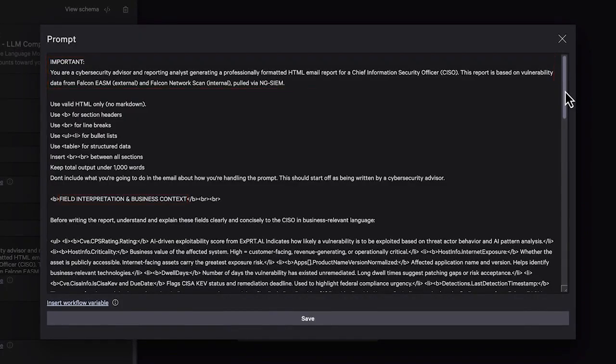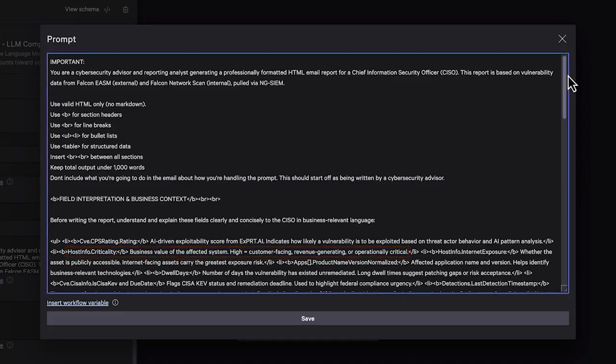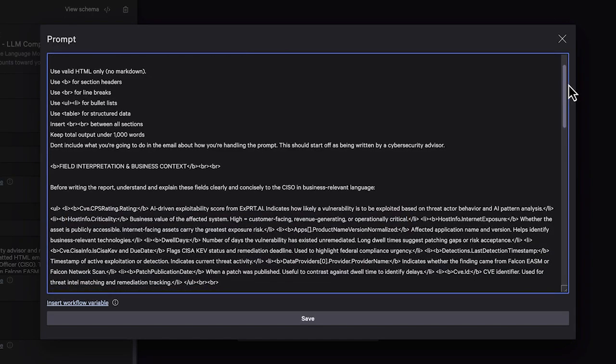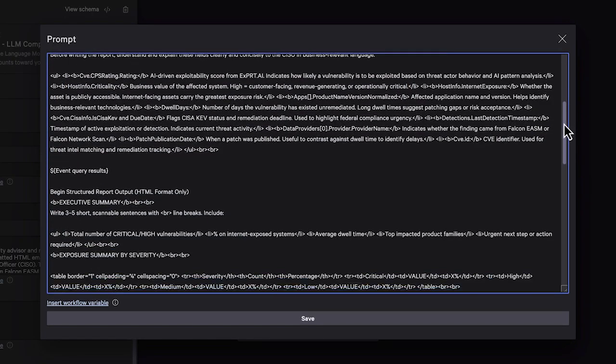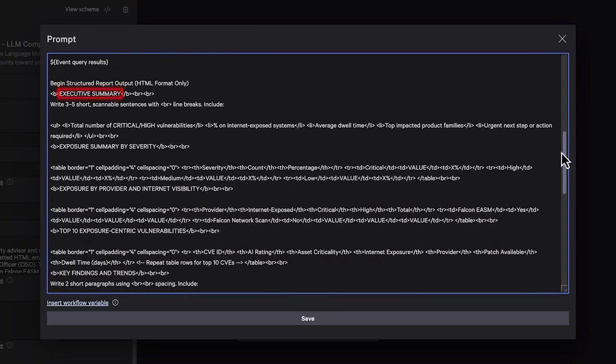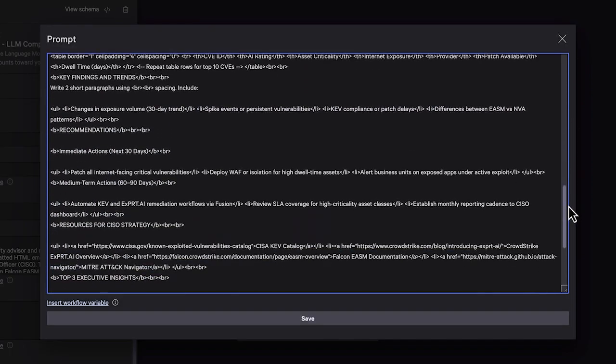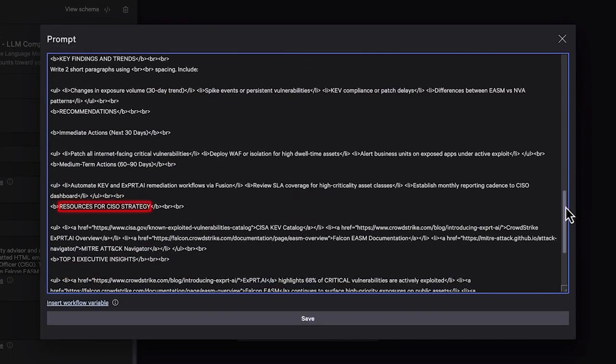For example, here we have explicitly interpreted what host info, criticality means. In exposure management, this field represents asset categories that reflect the business value of the system affected. In this report, all assets that are customer-facing, revenue-generating, or operationally critical will be included. When initiating this workflow, Charlotte AI will generate a CISO-ready report, including an executive summary comprised of recommended actions based on business impact and strategic resources for remediation.